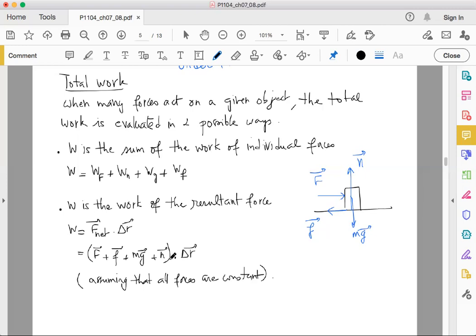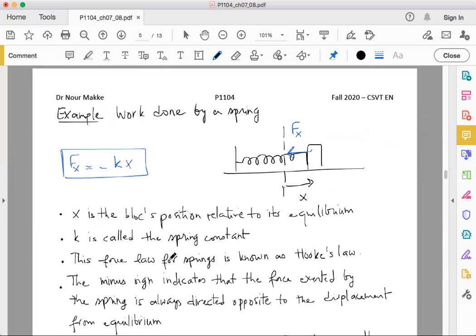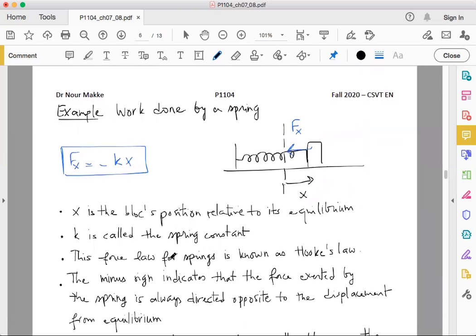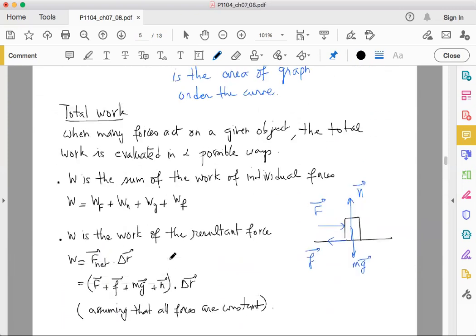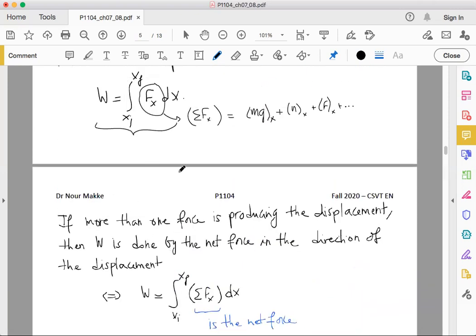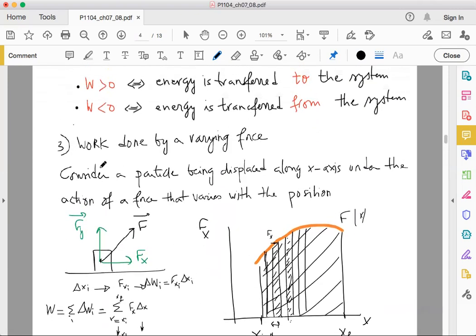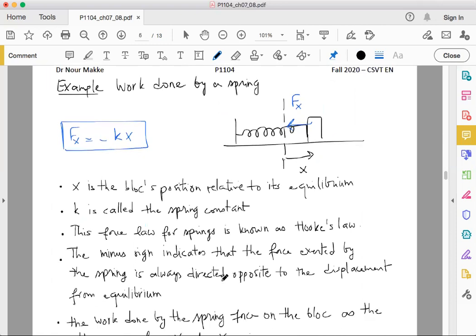Okay. So this is it for the total work. Now let's take an example about the work done by a spring force. This is an example of a variable force. We took the work done by a varying force, and let's take as an example the work done by a spring.